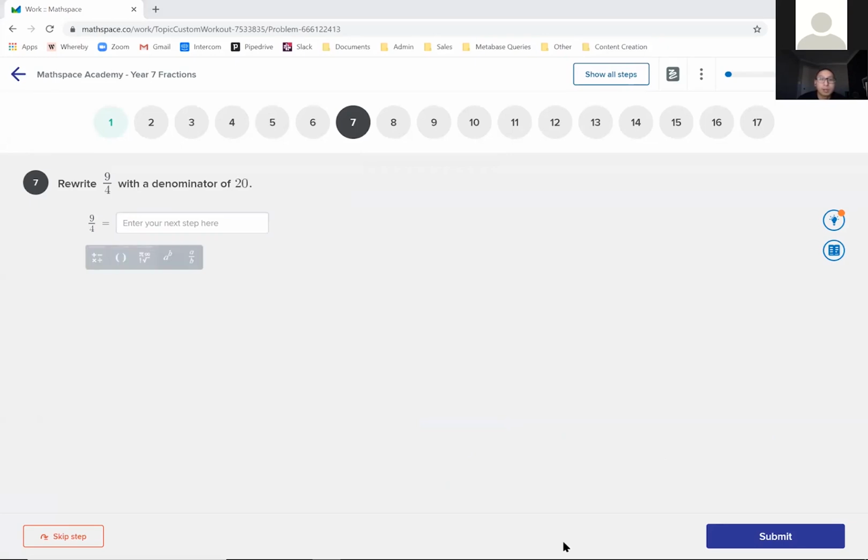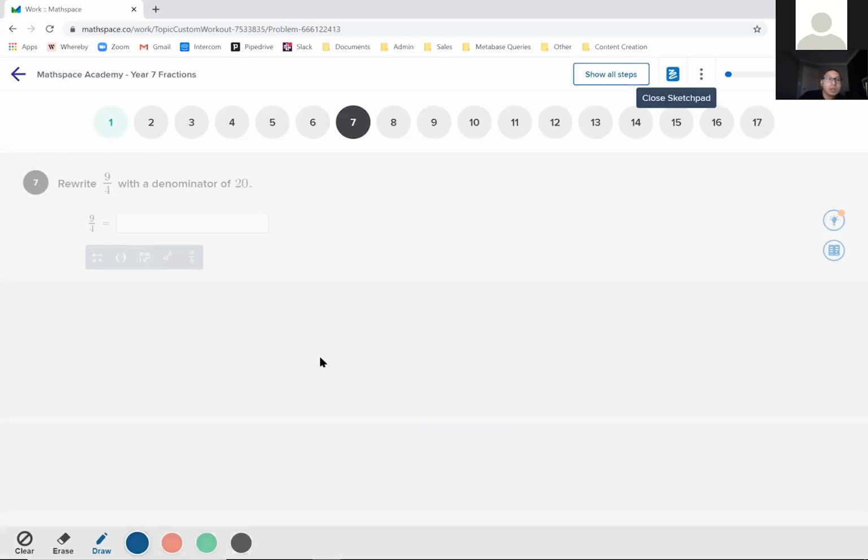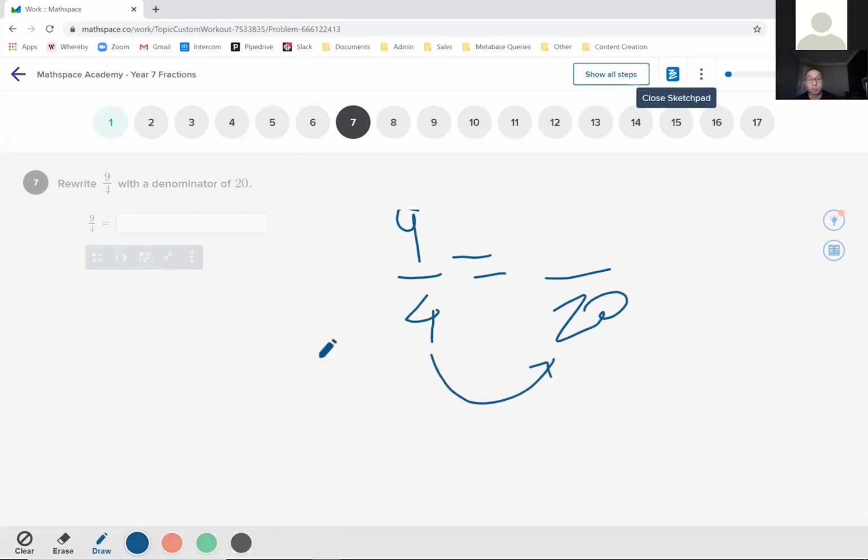All right, let's have a look. So 9/4 is the same as, well, I've got to figure out, how do I go from 4 to 20? Because whatever I multiply the 4 by to get to 20, I'm going to do the same to the top. So 4 to 20, we're going to multiply that by 5, which means we've got to multiply the top by 5. 9 5s are 45, so it's 45 out of 20. Well done. Heaps of people had the right answer there.